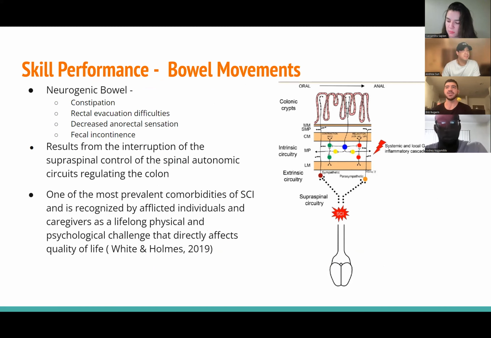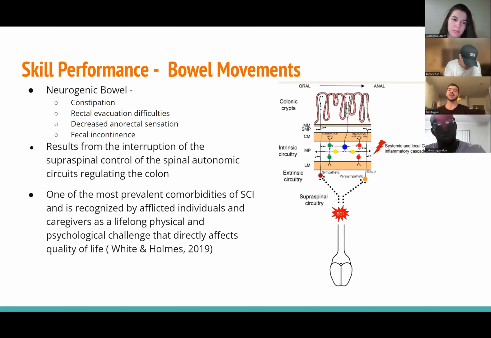So for this skill performance, I know that we don't think of bowel movements as being something super skillful, like jumping, running, swimming, but it's really important and we should go over it. So when it comes to spinal cord injury, we're going to see neurogenic bowel. This is going to be constipation, rectal evacuation difficulties, decreased anorectal sensation, and fecal incontinence.